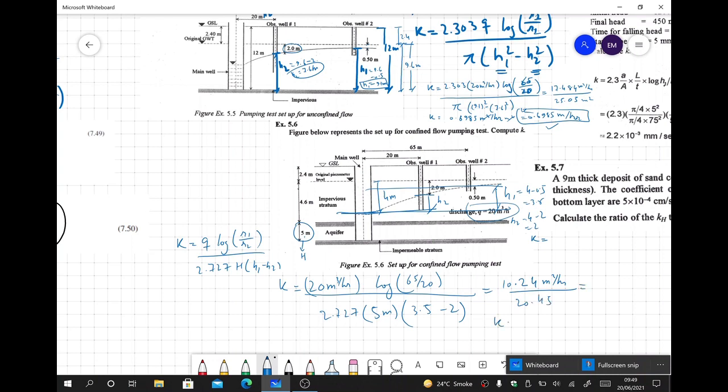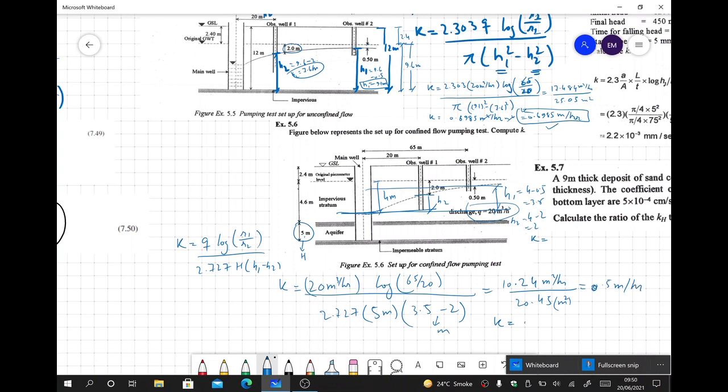So permeability for our soil, and this is in meters, and this one is also in meters, so it becomes meter square because this is meter and this is also in meters. So 10.24 divided by 20.45 gives me a value of 0.5 meter per hour.